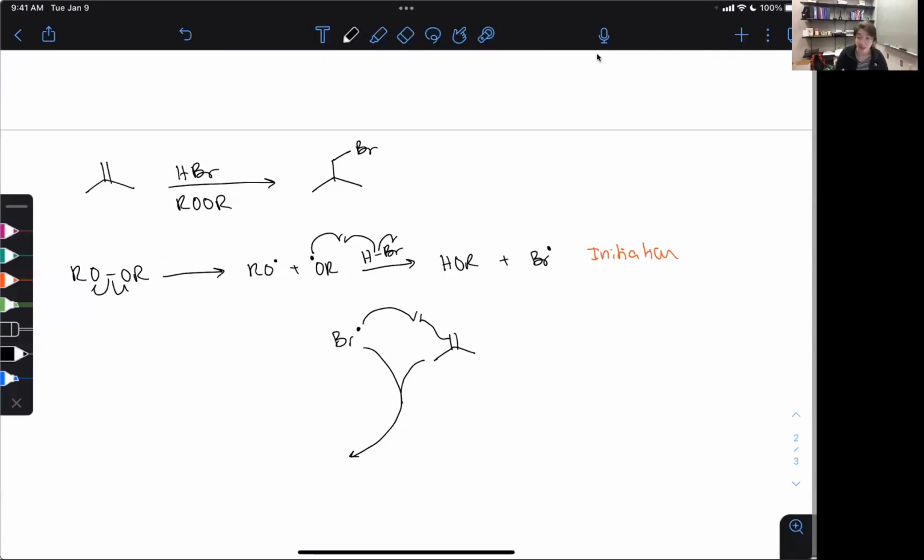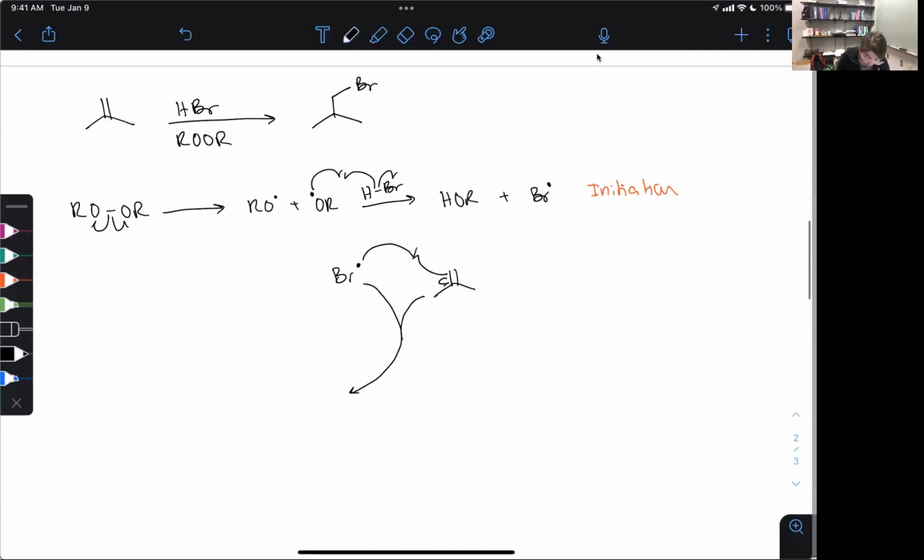So in this case, again, we want to form the more stable radical, which is the more substituted radical. So we're going to have our radical. Let me try this again. I just need to move this arrow. Okay, so we're going to put that radical on the carbon in the middle to form the more stable, more substituted radical.